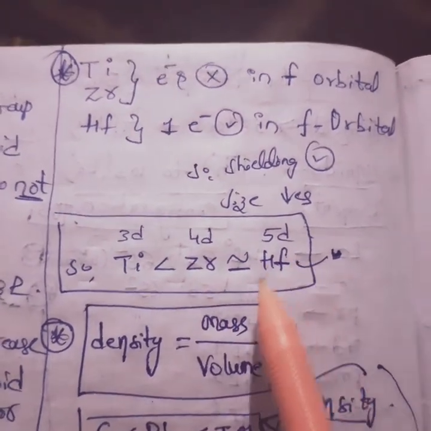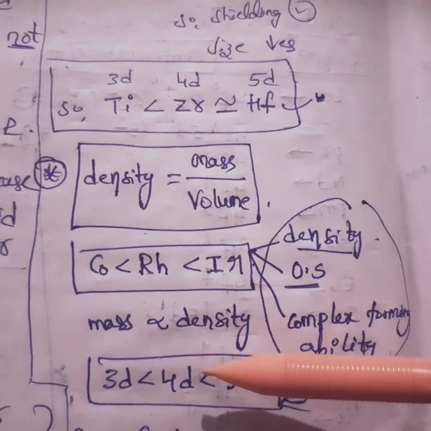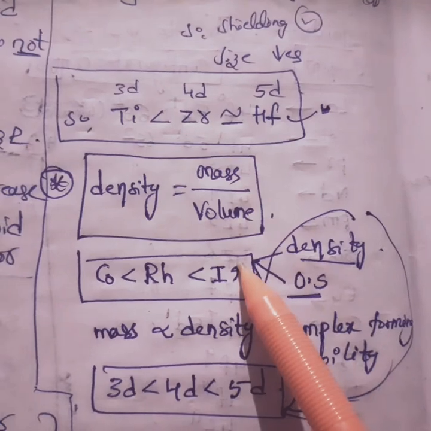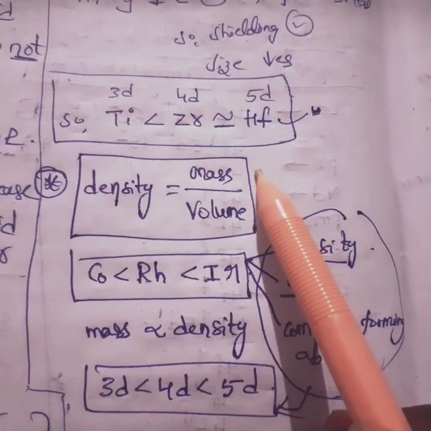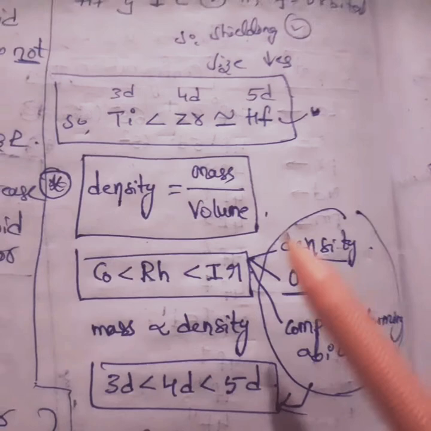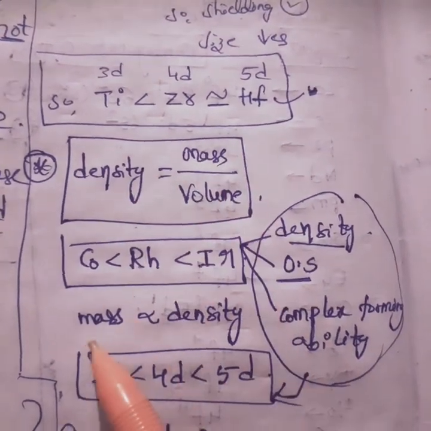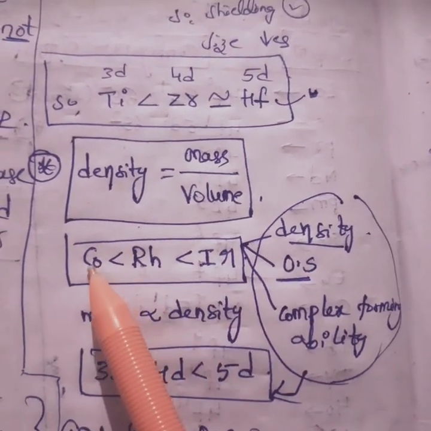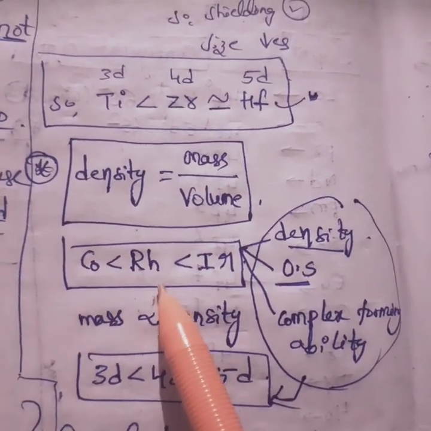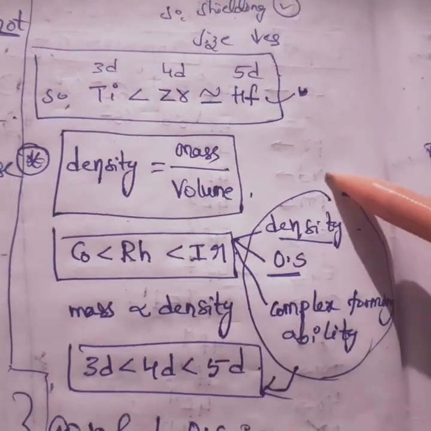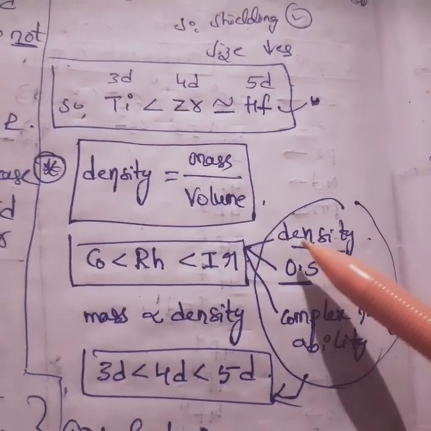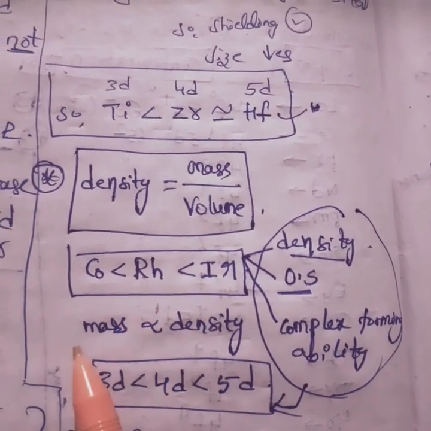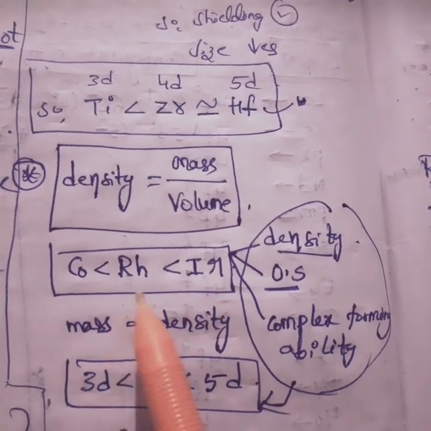I hope you understand. Next, these are the minimum basic things, friends. Let us see. We know density is equal to mass by volume. That means mass is directly proportional to density. This is from cobalt to rhodium and rhodium to iridium. These three things increase. From cobalt to rhodium, what is happening? Mass is increasing, that means density is also increasing.